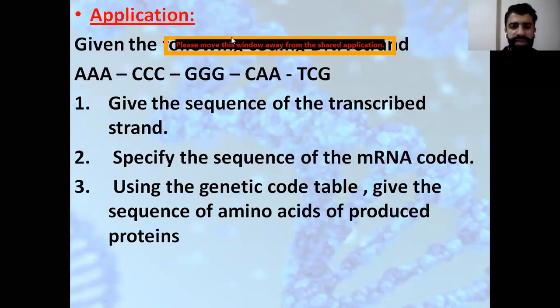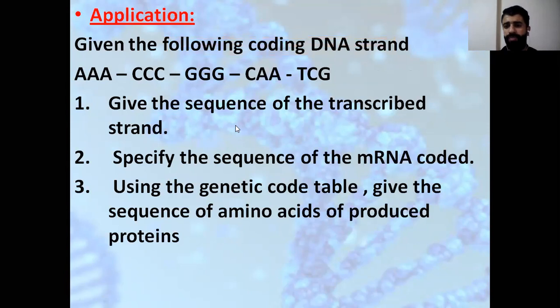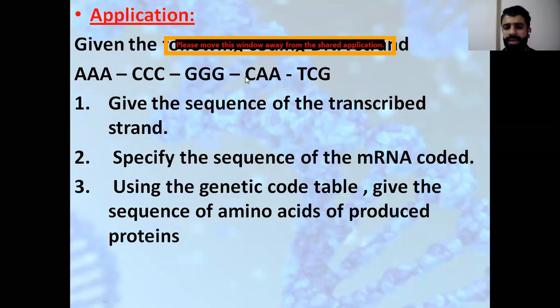So consider the sequence here of the non-transcribed strand. Here we have AAA, CCC, GGG, CAA, TGC. Give the sequence of the transcribed. I gave you here the coding. Coding is the non-transcribed, it's the non-template. While I want the transcribed, simply I can make it complementary. A, T, A, T, A, T, C, G, C, G, C, G, G, C, G, C, C, G, A, T, A, T, T, A, C, G, G, C. This is the sequence of the transcribed strand.